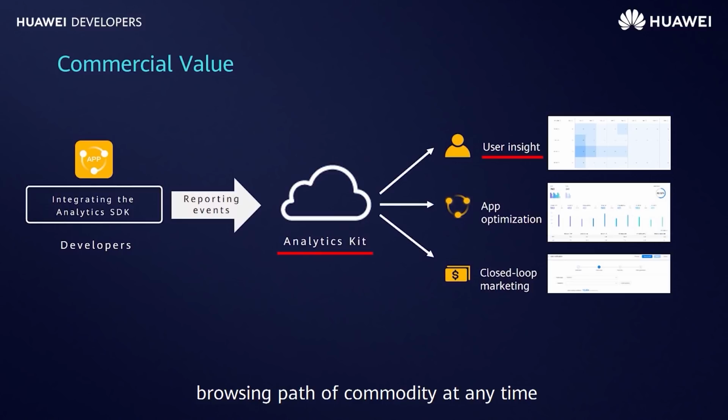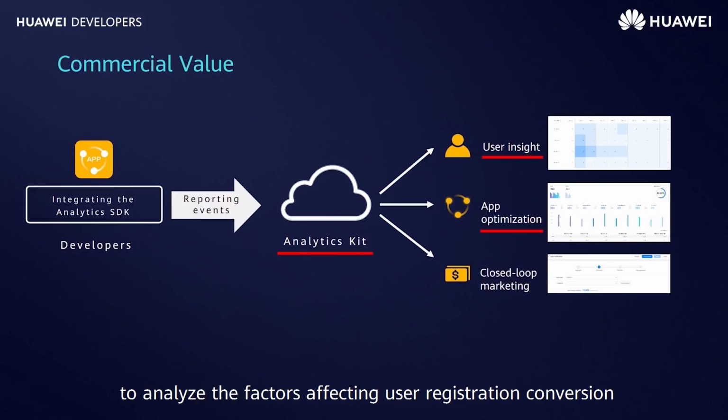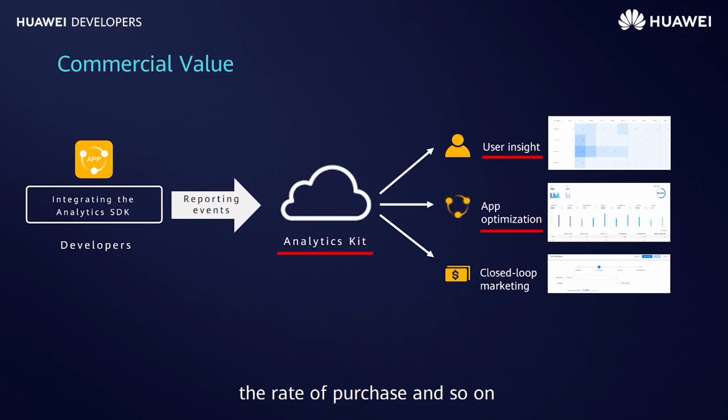browsing path of commodity at any time to analyze the user's behavior, helping you clearly understand the user's behavior, to gain deep insight into users, products, and contents. 2. Optimization of app. Through the capabilities of analysis service in cloud, we can create various data funnels to analyze the factors affecting user registration, conversion, the rate of purchase, and so on, so as to optimize the app continuously.